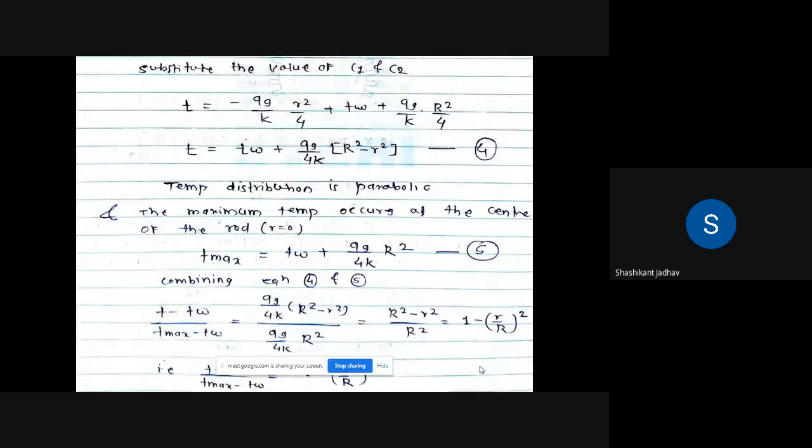So for the Tmax, this is equation number 5. Tmax is equal to TW plus QG by 4K into R square. So TW is given, then QG is not given, K is given, R is given. So for finding out the value of Tmax, there is a need to calculate the value of QG.